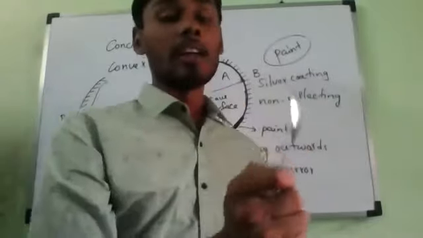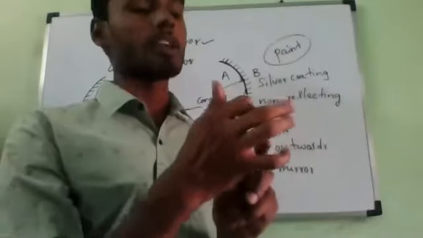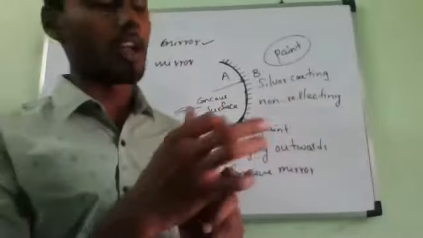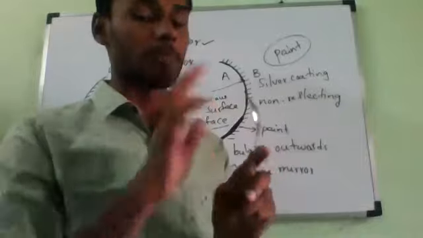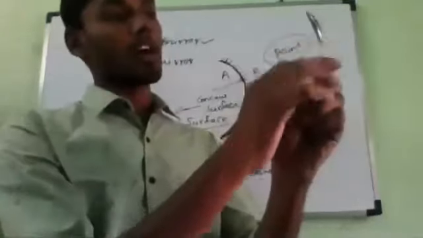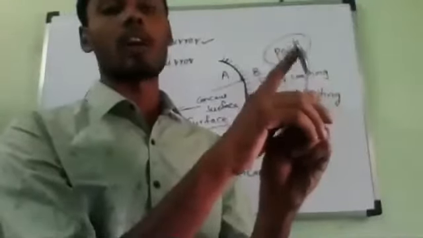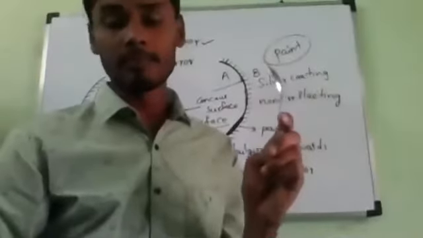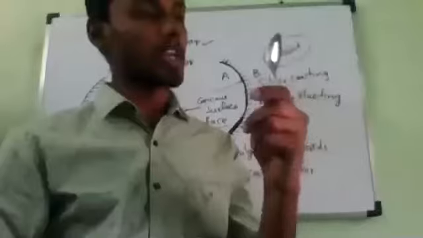Inverted means, in the sense of mirrors, a concave mirror will always form a real image, except one case. That case I will teach you. But basically, it will always form an inverted image. That is why a concave mirror is called a converging mirror. What should we call it? Converging mirror.